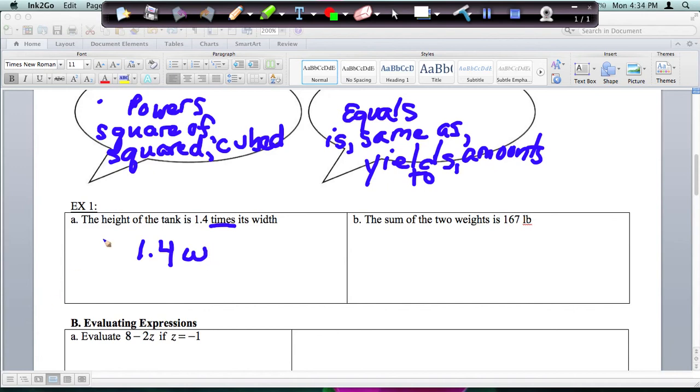Okay, for B, it says the sum of the two weights is 167 pounds. So we see the word sum. Again, I would underline that. Sum means you're adding. We have two weights, and I don't know what those two weights are, so I need a variable. I could do W1 and W2 for the two weights, but that's a little more complicated. Let's just do X and Y. So weight 1 is X plus weight 2, which is Y, is, and remember we said is means equals 167. And that's it.